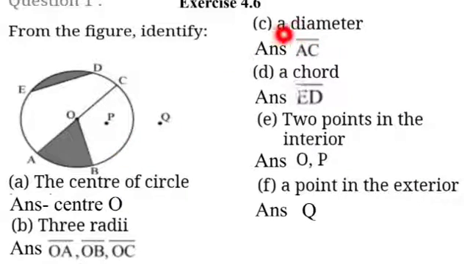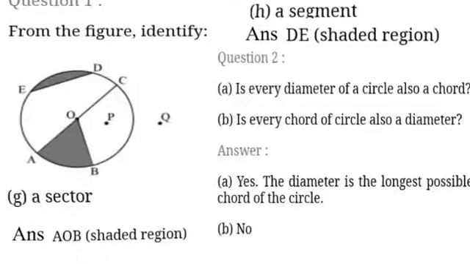Okay. Now look here. The next question is, what is the diameter? The diameter is AC. What is a chord? A chord is segment ED. Then what are the 2 points in the interior? The 2 points are O and P. What is the point in the exterior? The point is Q.